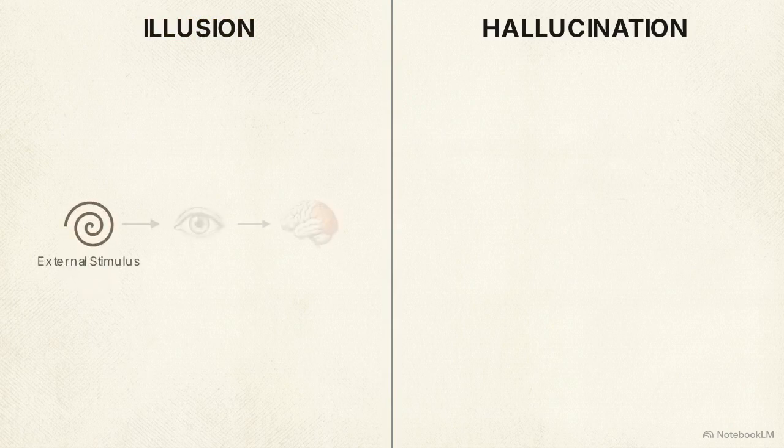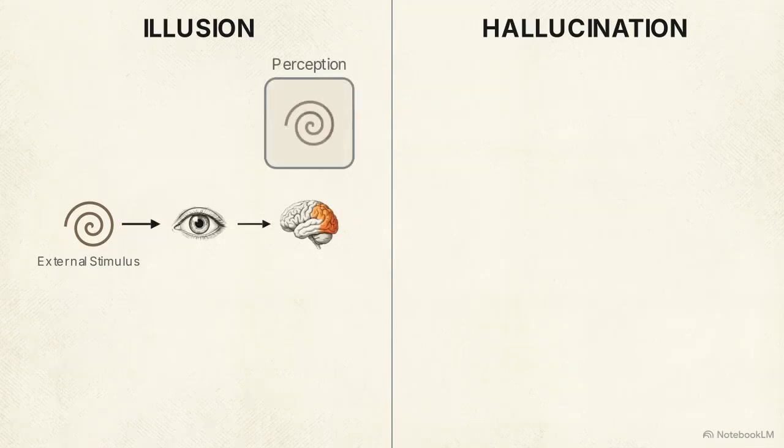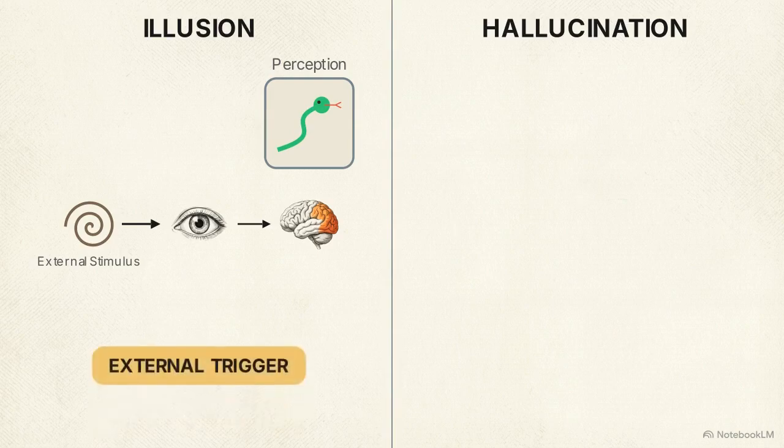This split-screen cognitive model illustrates the exact point of divergence. On the left, we see the pathway of an illusion. An actual external stimulus, in this case a rope, enters the optic pathway. The visual cortex receives the data, but misinterprets it as a snake. The critical factor is that real-world data initiated the process.